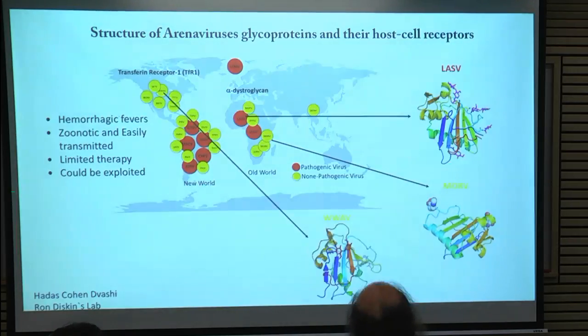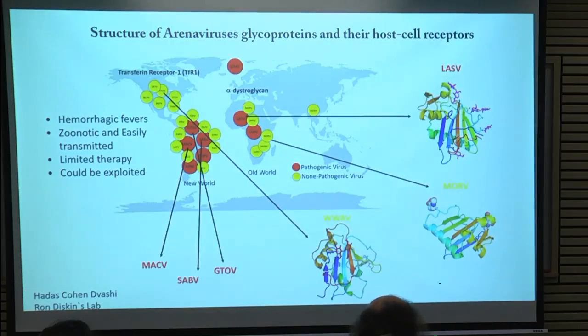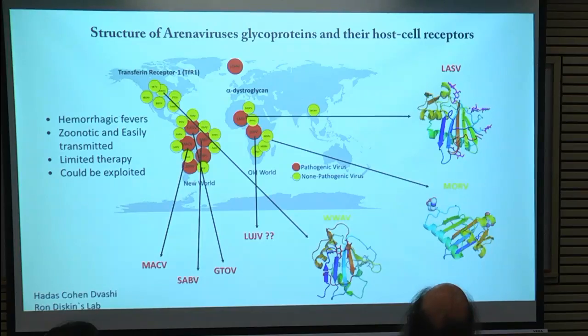We also solved the non-pathogenic Whitewater Arroyo virus, and recently we solved another three structures, Machupo, Sabia, and Guanarito, pathogenic viruses which are not published yet. Now we are trying to solve the structure of the Lujo virus.